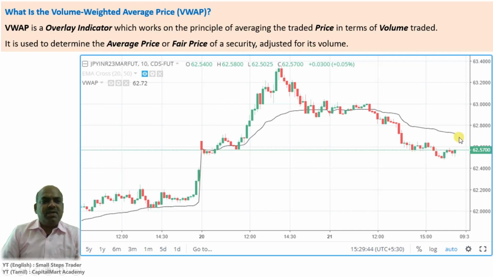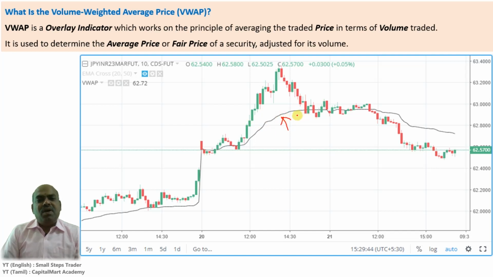The full expansion is Volume Weighted Average Price indicator. This is an overlay indicator. What is an overlay indicator? Any indicator that is applied on the chart, for example, simple moving average, exponential moving average, Bollinger Band. These are overlay indicators. Similarly, VWAP is an overlay indicator. It applies on the chart.